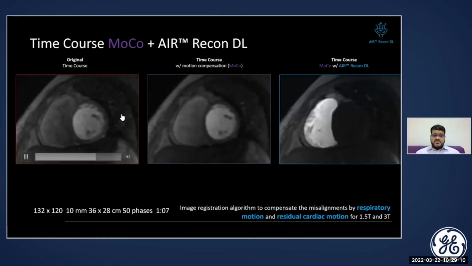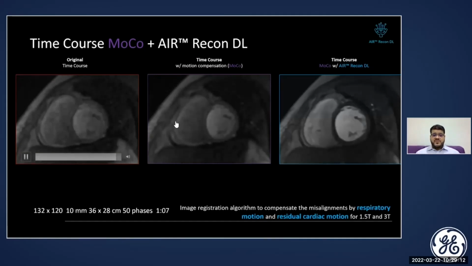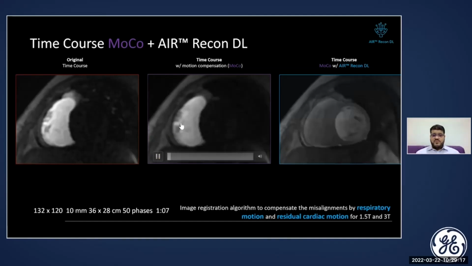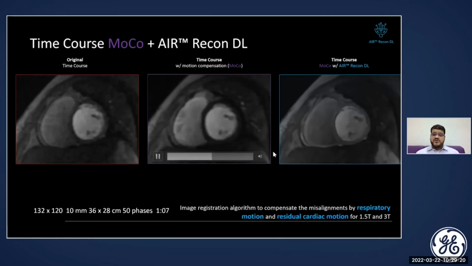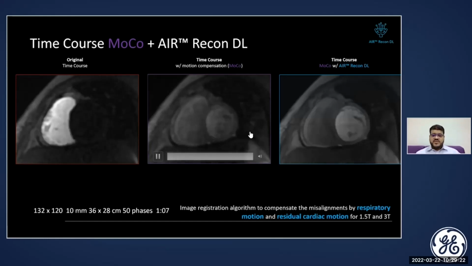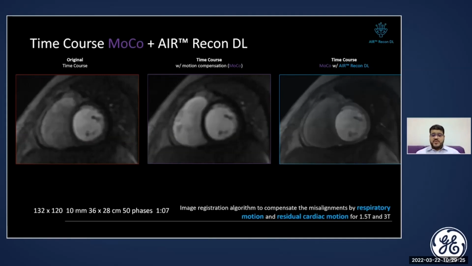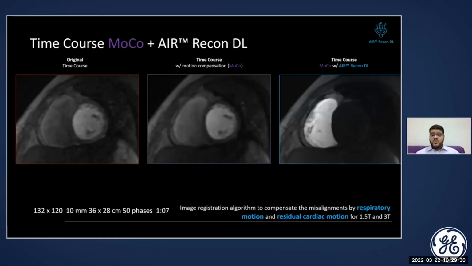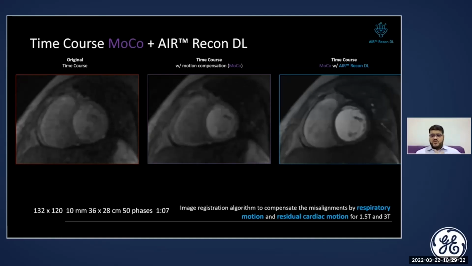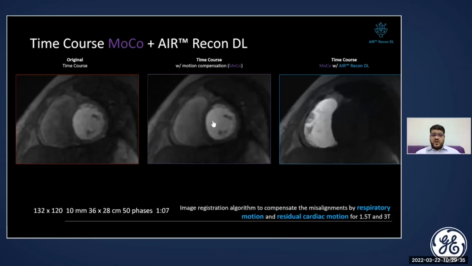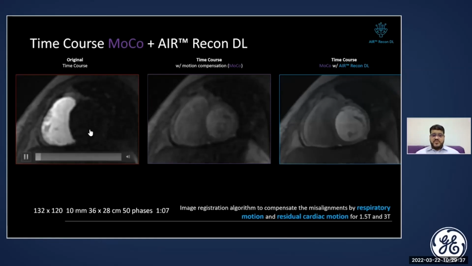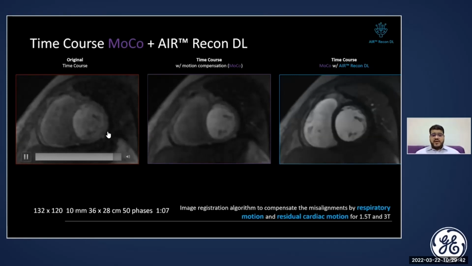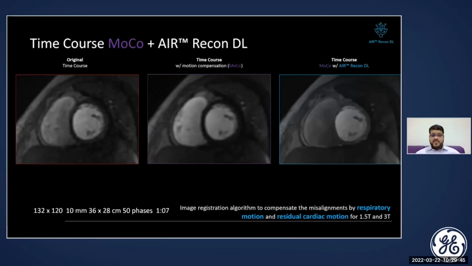This is the rest perfusion scan, and these three scans demonstrate the value of motion correction as well as deep learning in making our life much easier when we interpret images in patients who cannot hold their breath, or who have other factors which limit image quality. This is the original image with a lot of motion, acceptable but not perfect image quality.